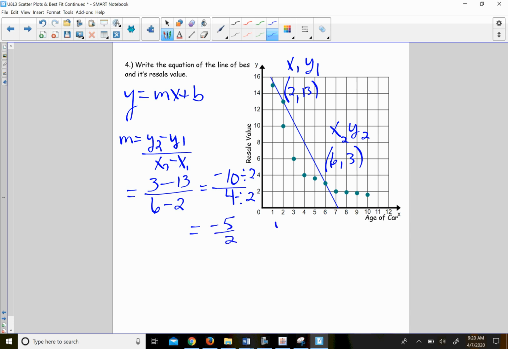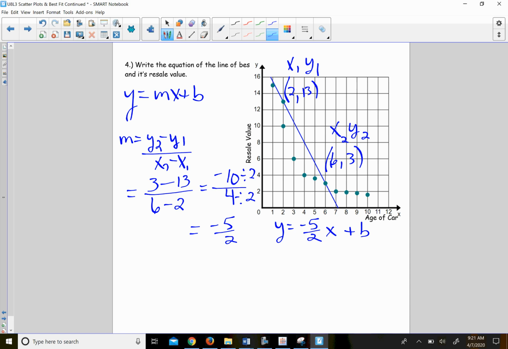So right now I know that y equals negative 5 halves x plus the b value, which unfortunately I can't see the y-intercept. It's something just over 16. Maybe it's 17. Maybe it's 16 and a half. I got to find that. So to write the equation of the line for the age of a car and its resale value, again, my slope is negative, which makes sense. The older a car is, the less it's worth. So negative correlation, they're doing opposite things.